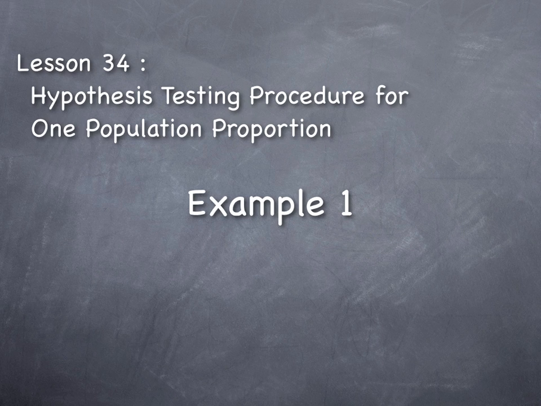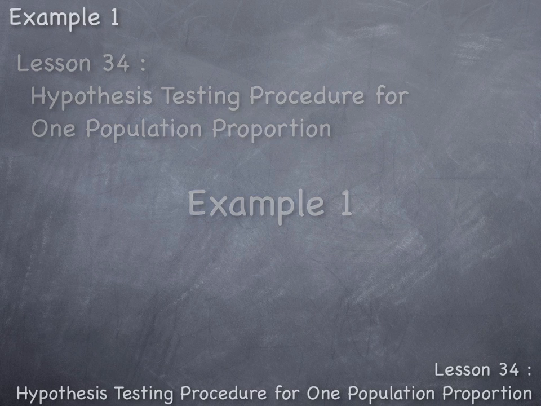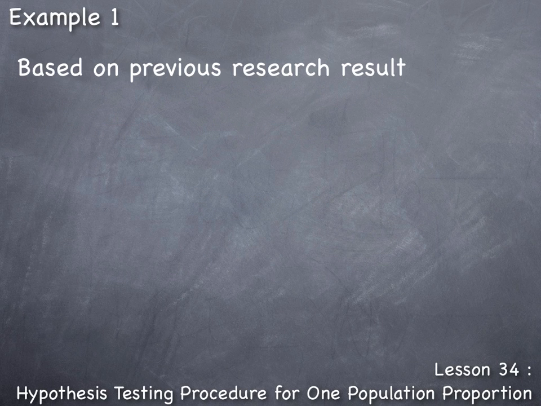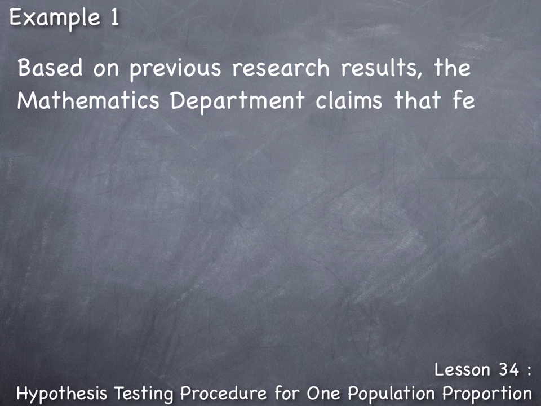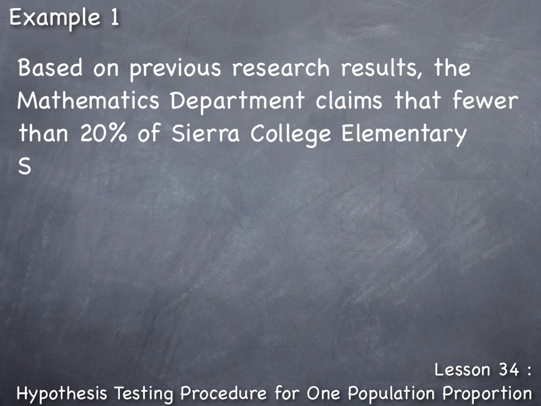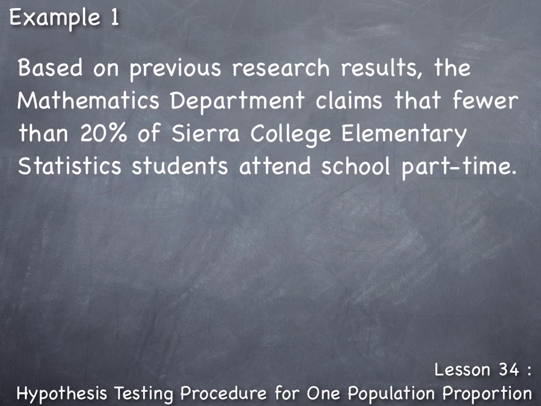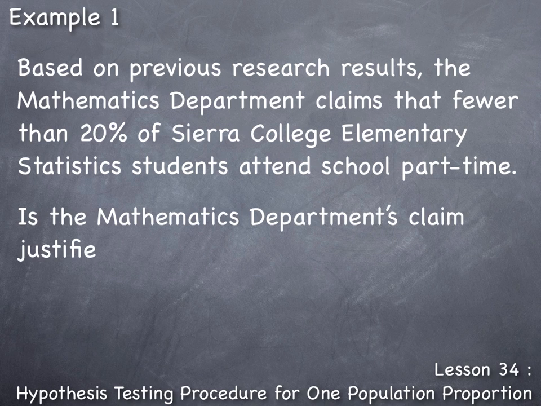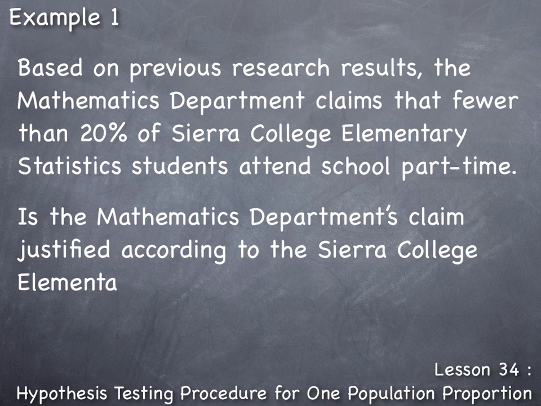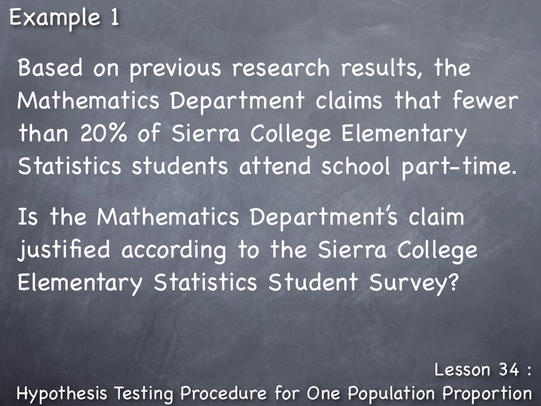Lesson 34, Hypothesis Testing Procedure for One Population Proportion. Example 1. Based on previous research results, the mathematics department claims that fewer than 20% of Sierra College elementary statistics students attend school part-time. Is the mathematics department's claim justified according to the Sierra College Elementary Statistics Student Survey?